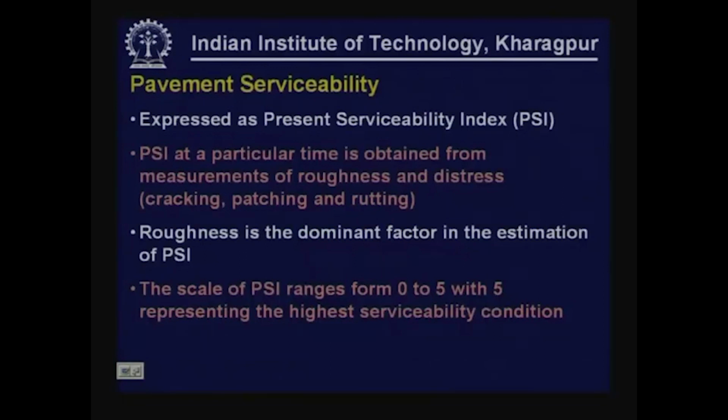If you see the expressions available for estimating PSI as a function of various physical parameters, the main parameters are roughness, cracking, patching and extent of rutting. Roughness is the dominant factor in the estimation of PSI. The scale of PSI ranges from 0 to 5, with 5 representing the highest serviceability condition. Obviously, 0 represents the worst condition that is possible.